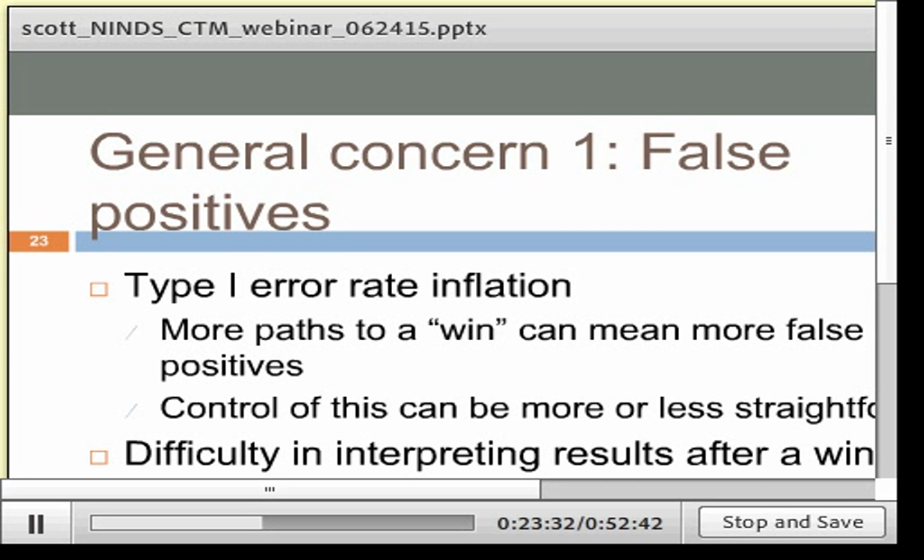Another issue related to false positives is difficulty in interpreting results of adaptive design trials after they have been successful. So in some cases, even after we've controlled for multiple testing in terms of type 1 error, it's not always clear exactly how to do estimates of effect size for the adaptive design, or especially interval estimates, confidence intervals or credible intervals, to let us really get a scientific interpretation of its results.